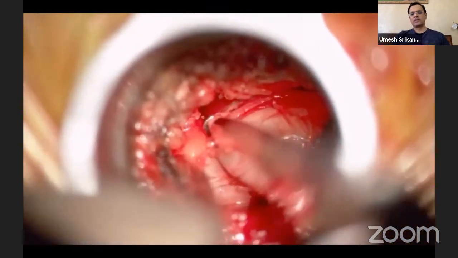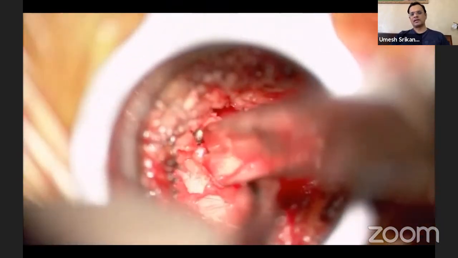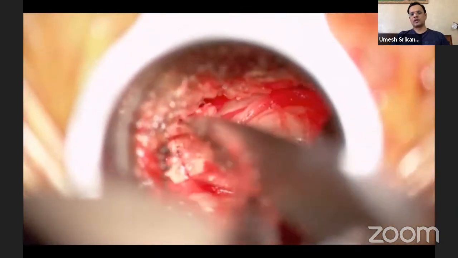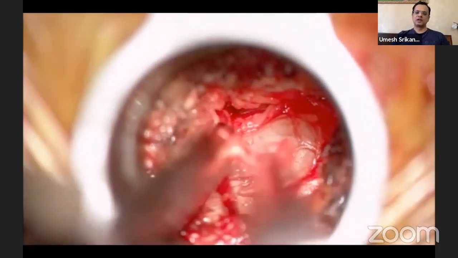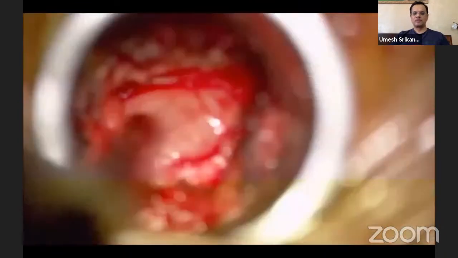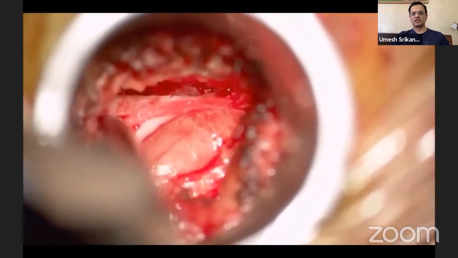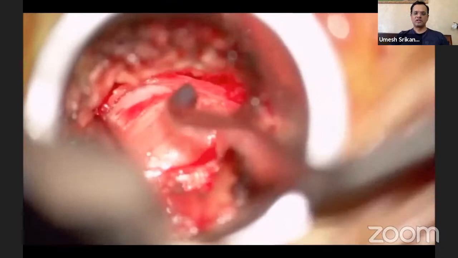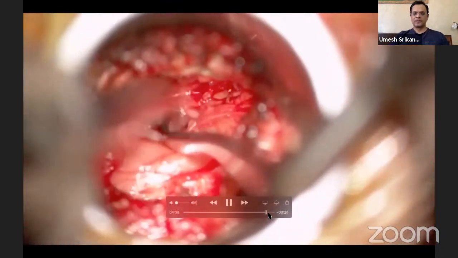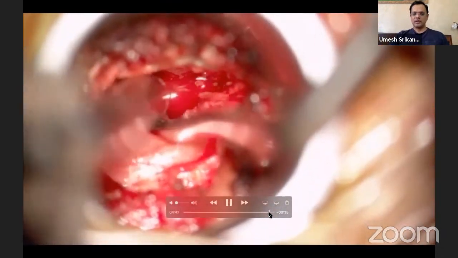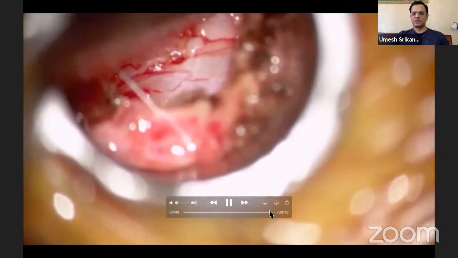It is important to decompress the contralateral nerve root axilla, the traversing nerve root axilla as well, because that is one thing that sometimes we might fail to address in the initial stages. So that is the contralateral nerve root after the decompression is completed. So basically, just to re-emphasize, that is once the complete decompression is done.